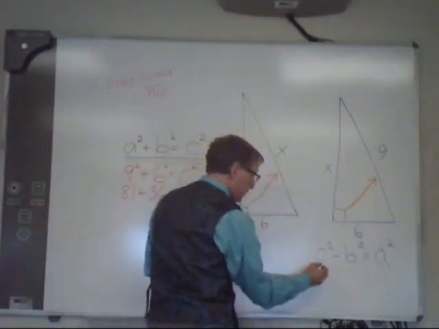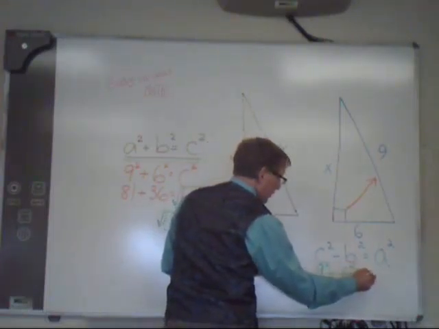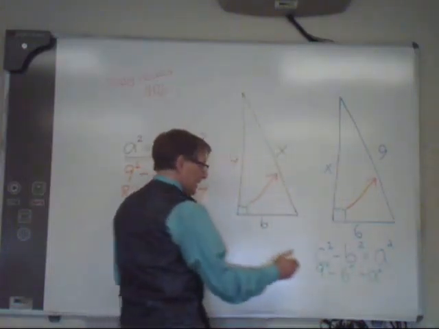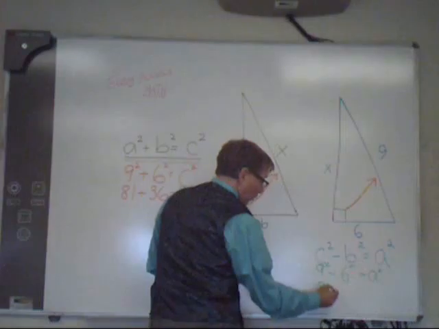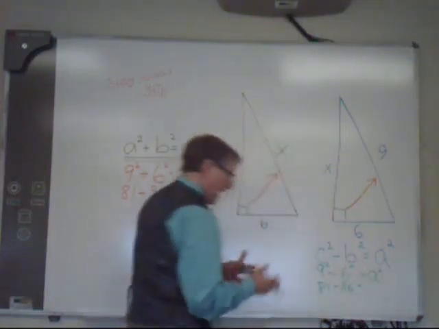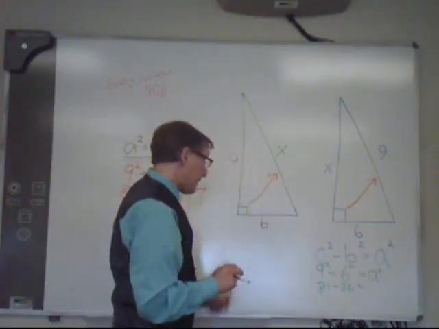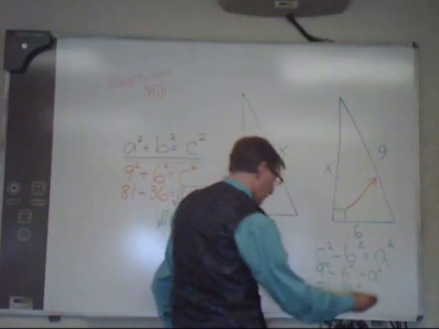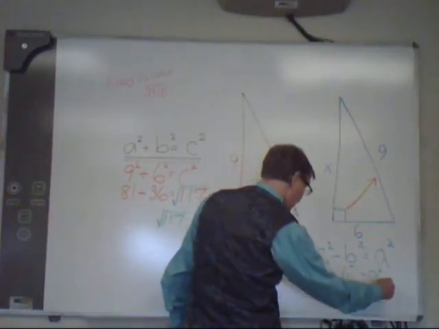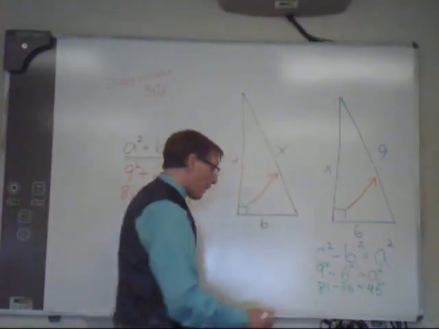And I have c squared, which is 9 squared, minus 6 squared, equals a squared, the missing leg, the missing side. And that would give me 81 minus 36 equals, and so we subtract 81 minus 36, and that gives us a total of 45. And 45, believe it or not, can be simplified.